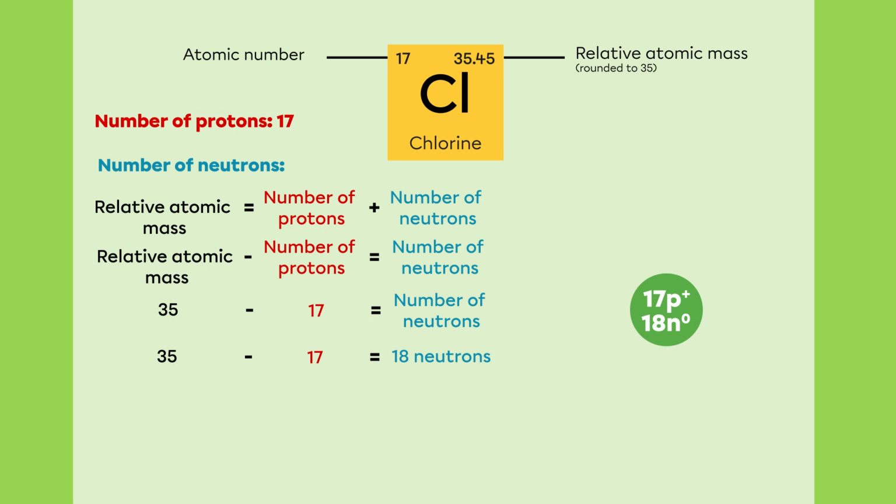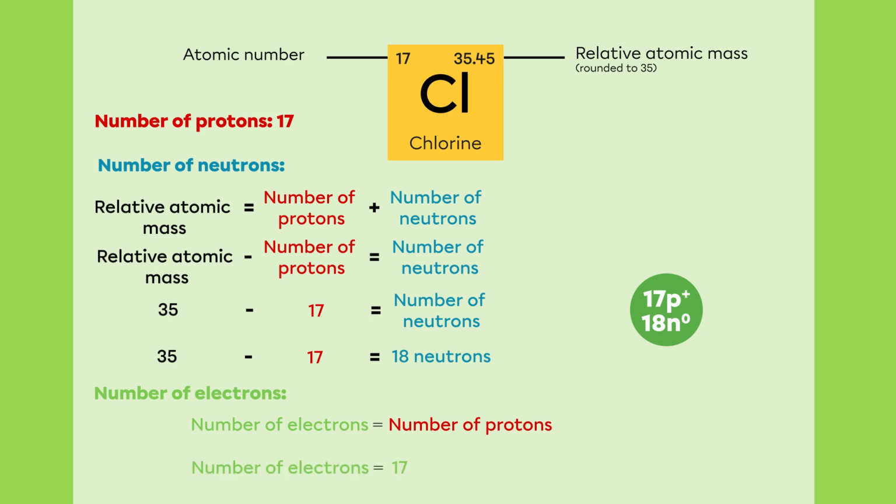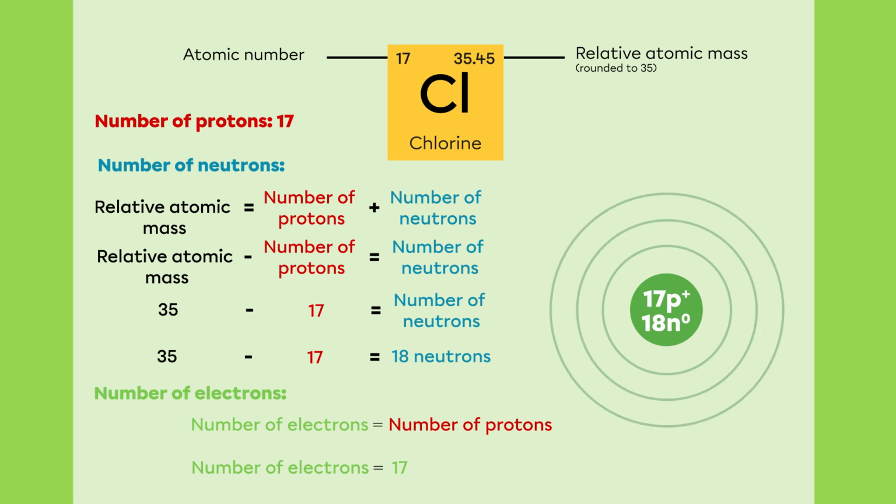The next step is to represent the electrons. In a neutral atom, the number of electrons is equal to the number of protons. Therefore, chlorine has 17 electrons. To distribute the electrons, we begin by filling the electron shells closest to the nucleus. The first electron shell can contain a maximum of 2 electrons. Let's draw them on either side of the nucleus. There are 15 electrons left.